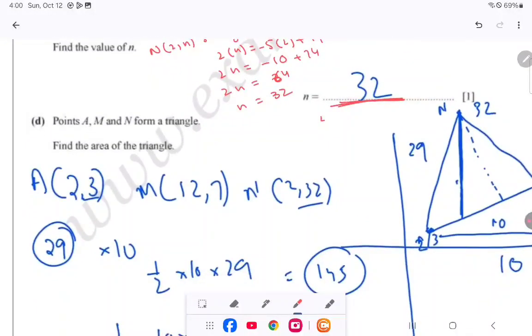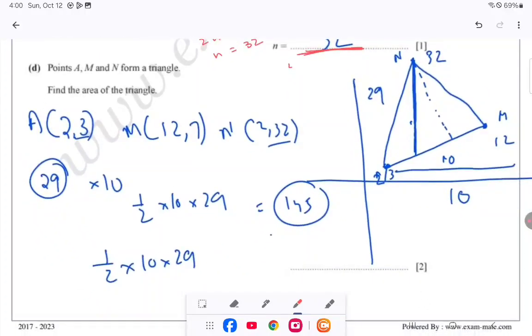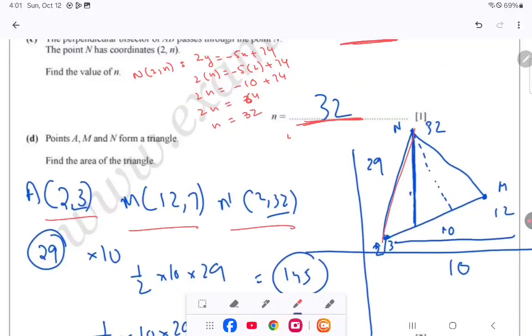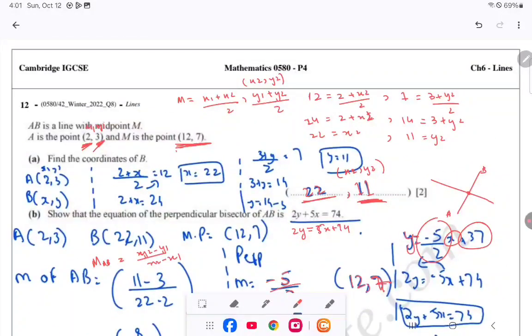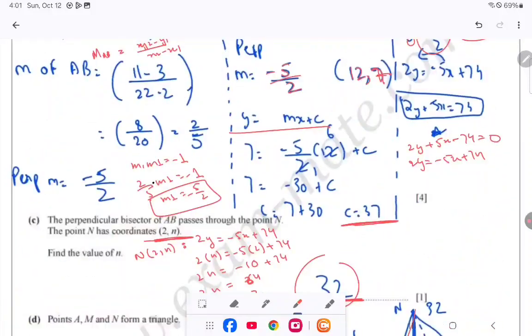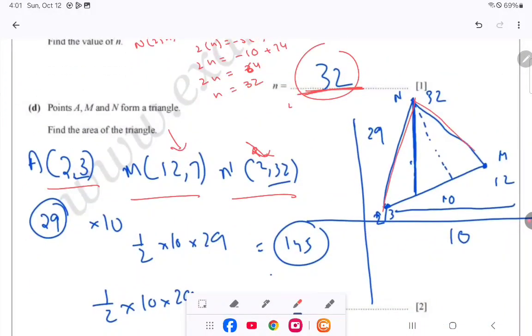Now points A, M and N form a triangle. Find the area of the triangle. Since all points A, M and N are positive, this is our N value, and the 2 is already given, the midpoint M is also given in the question, and A is also given. They are forming a triangle and all the points are positive, so it is in the first quadrant.